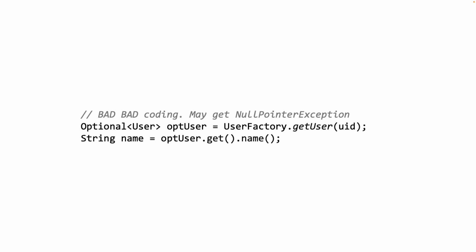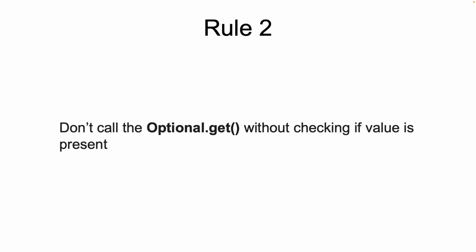Here you notice that the caller has simply called the get method without checking if the optional has a value associated with it or not. Now this is poor programming, and if you plan to do this for whatever reason, it's worthwhile documenting why you think the optional will always have a value. Otherwise, you will simply confuse other developers in your team. Now that's the second rule. Don't call the optional.get without checking if the value is present.